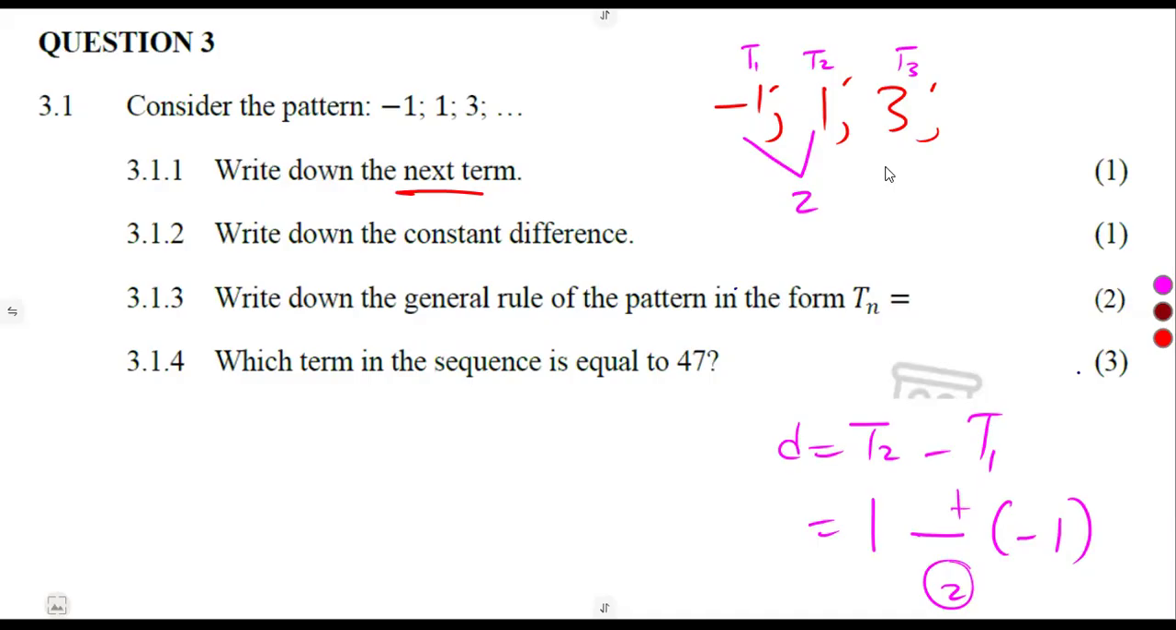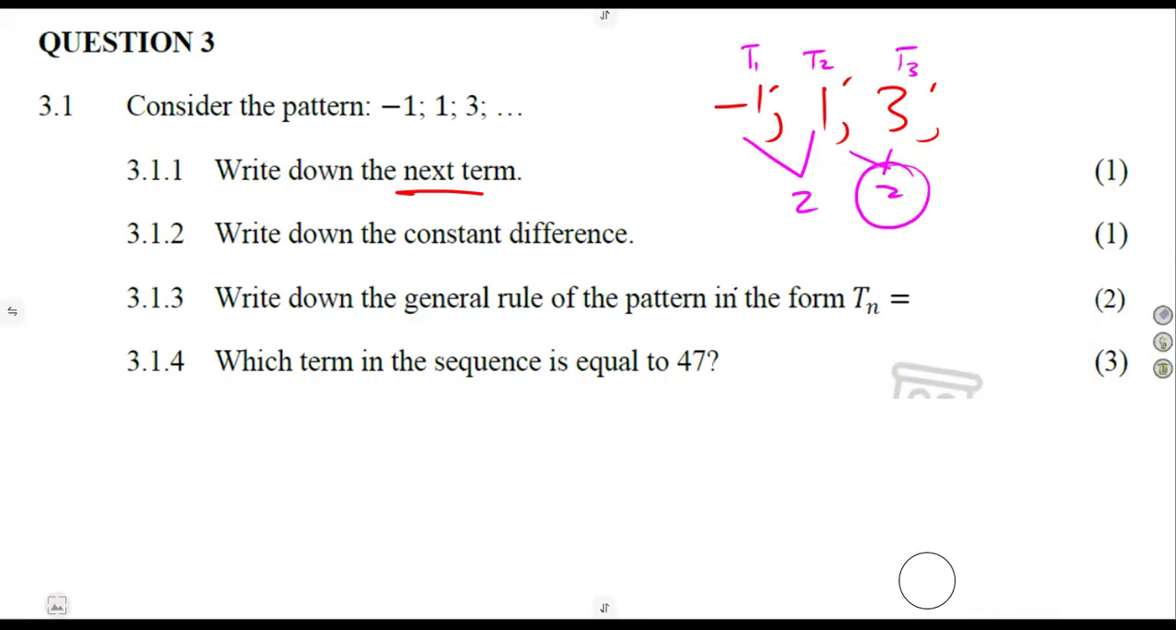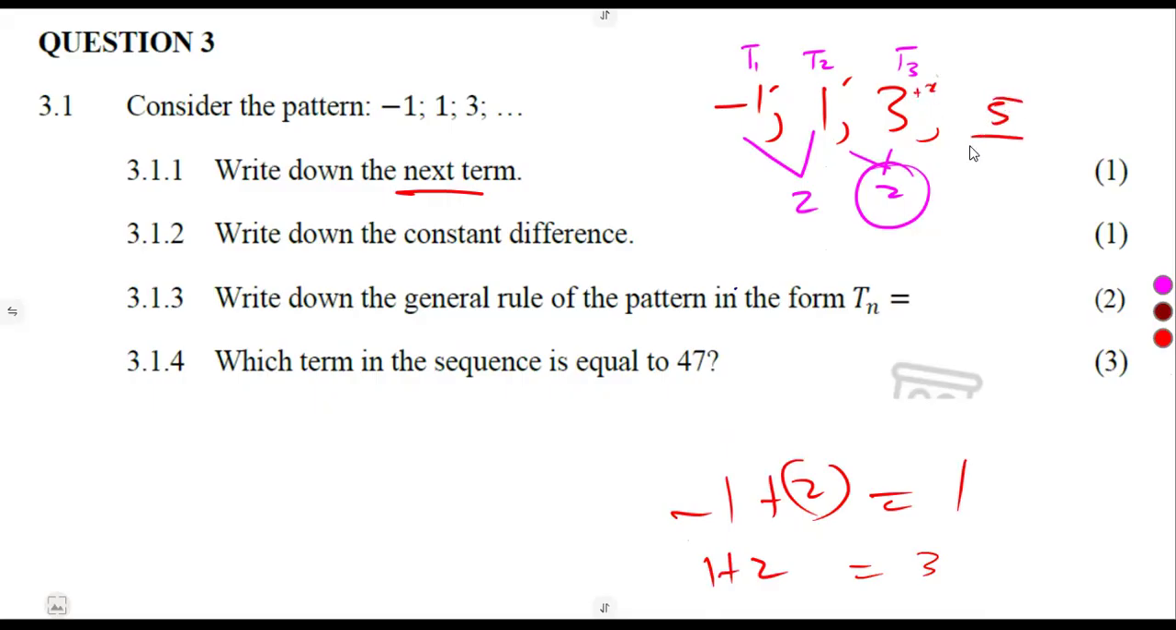You do the same thing: third term minus the second term. So it means 3 minus 1, which is 2. As you can see, we are having the same difference of 2. We know when there is a constant difference like that, it means we were adding 2. -1 plus 2, then we got a 1. 1 plus 2, then we got a 3. In the same manner, 3 plus 2, what are we going to get? A 5. So the next term there was a 5.